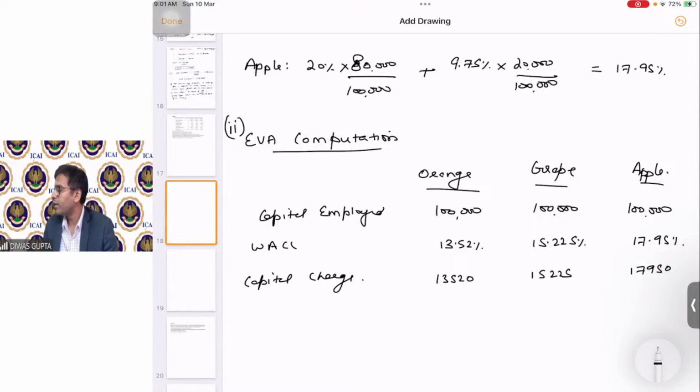WACC is 1 lakh divided by 1,80,000 to 0.26. No, Satya, wait.